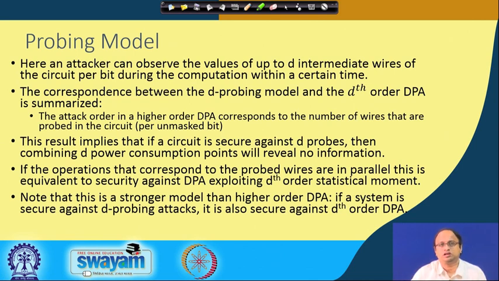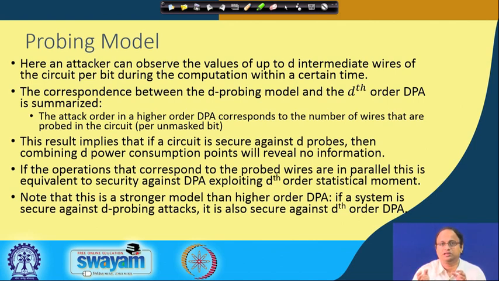This relation implies that if a circuit is secured against d probes, then combining d power consumption points will not reveal any information, and therefore it should be secured against a dth order adversary. If the operations that correspond to the probed wires are in parallel, like observing multiple points that work simultaneously, then this is equivalent to the security notion we have against dth order DPA, that means when you are doing a DPA with a dth order statistical moment.